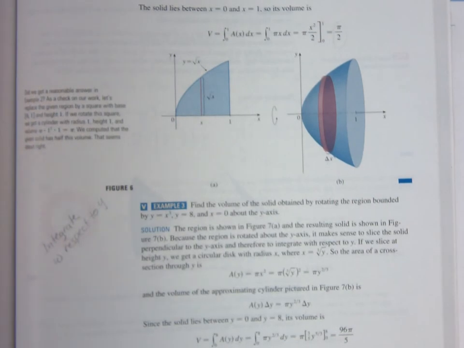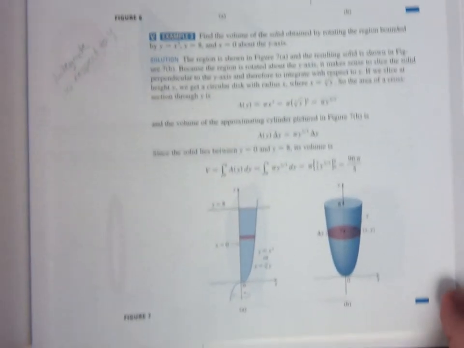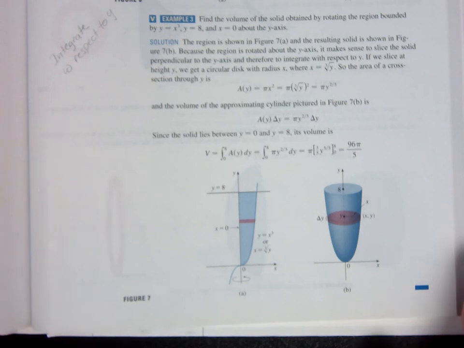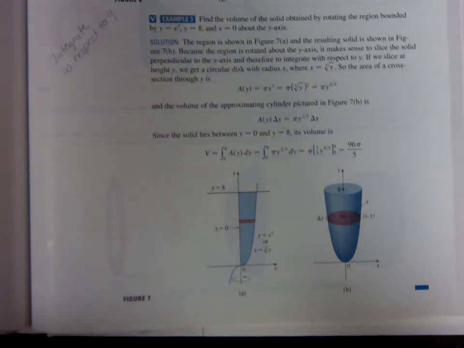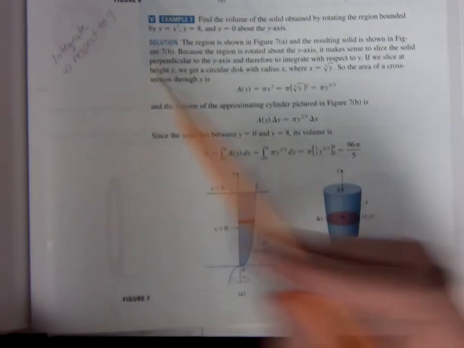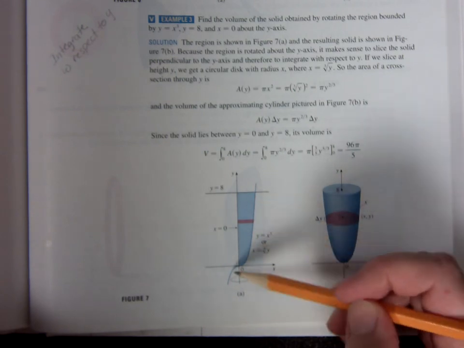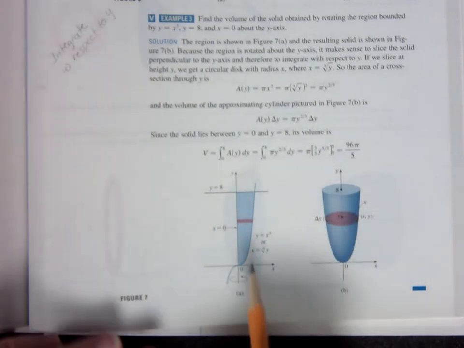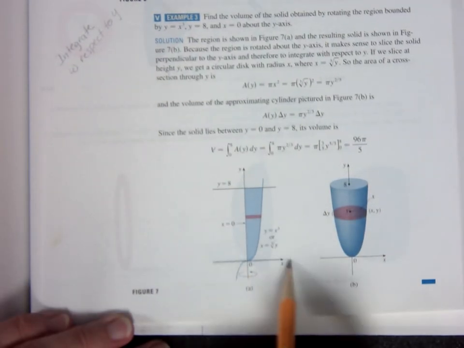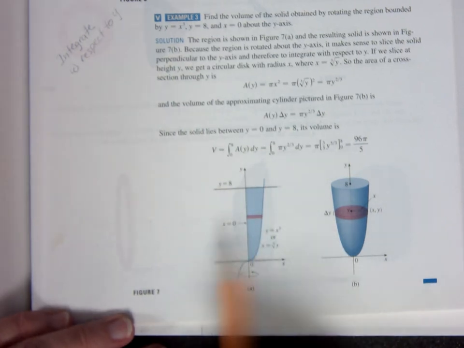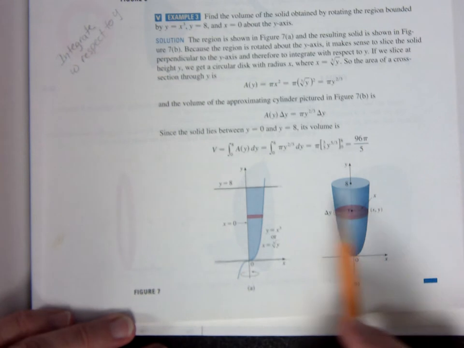Okay, now we're not always going to go about the x-axis. We might go about the y-axis, and when we do, we might have to solve our equation for x before we integrate it, and that shouldn't be a problem. So let's take a look at y equals x cubed, which looks like this. Okay, and let's say I'm going to examine it from 0 to 8. So this part, and I'm going to spin it around the y-axis.